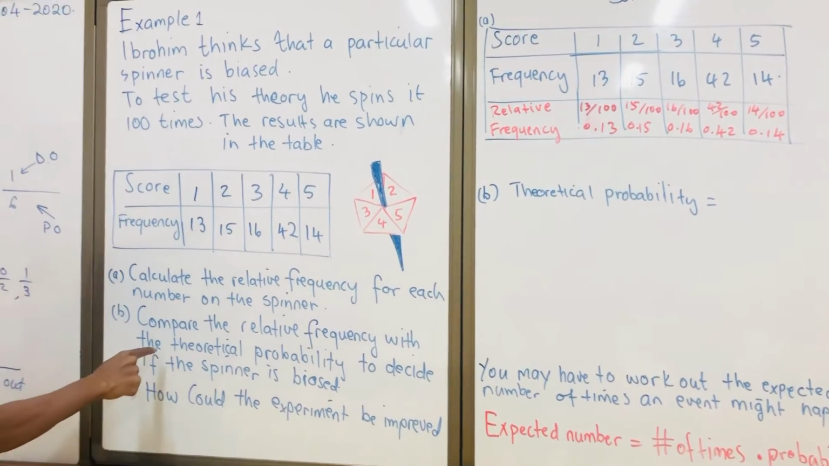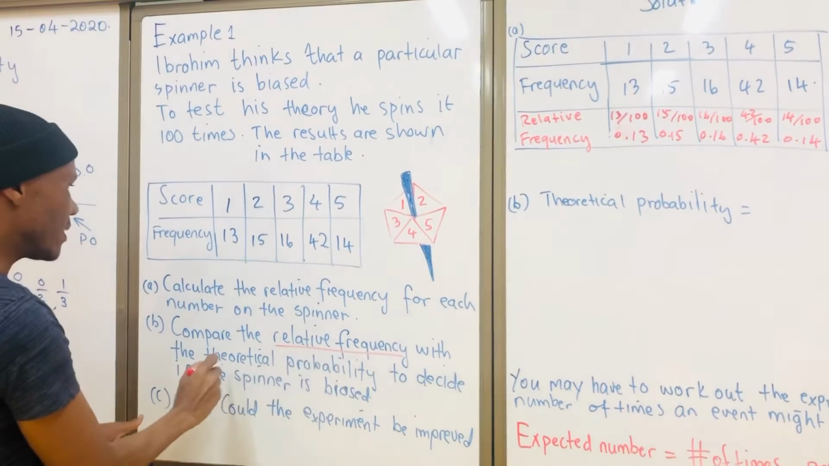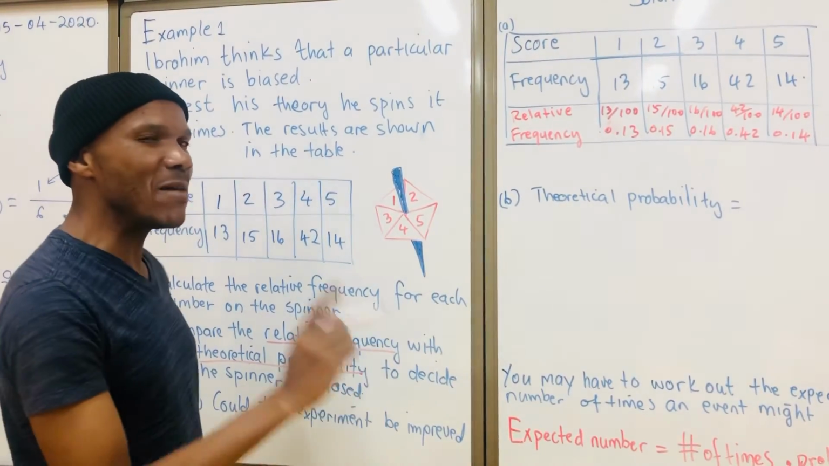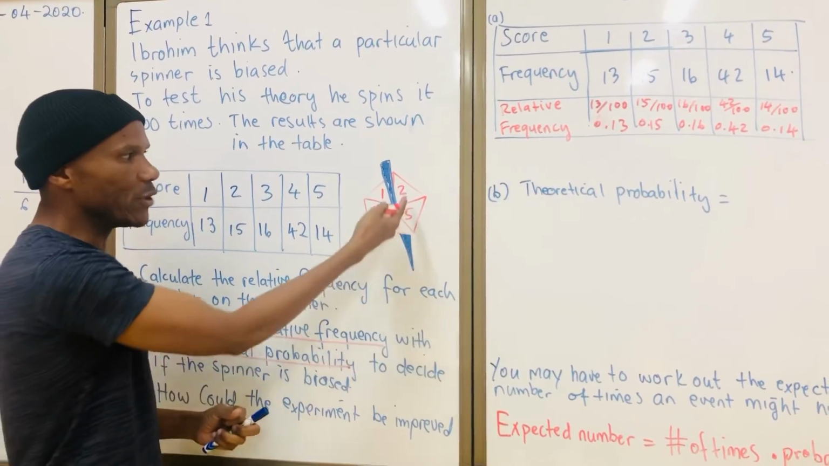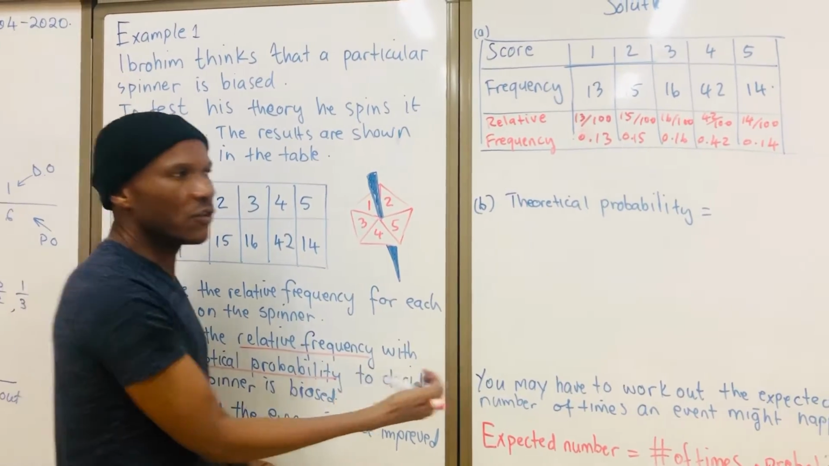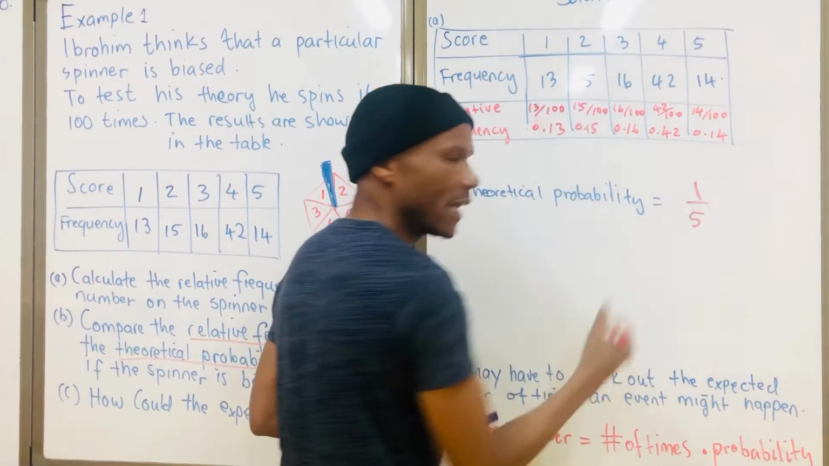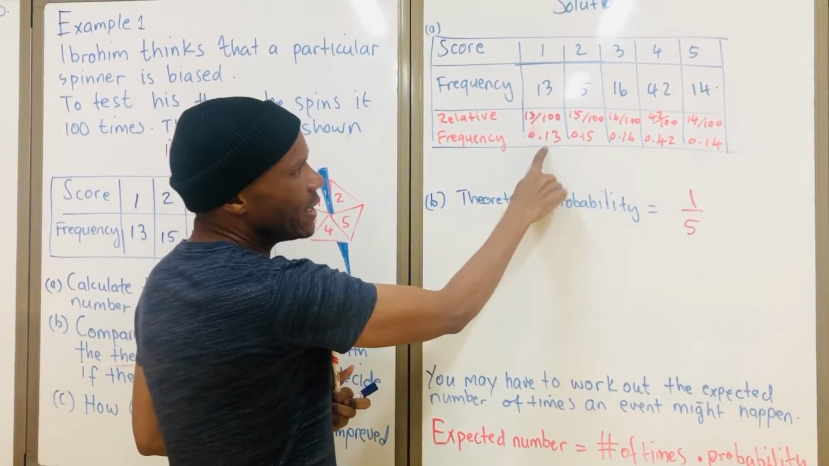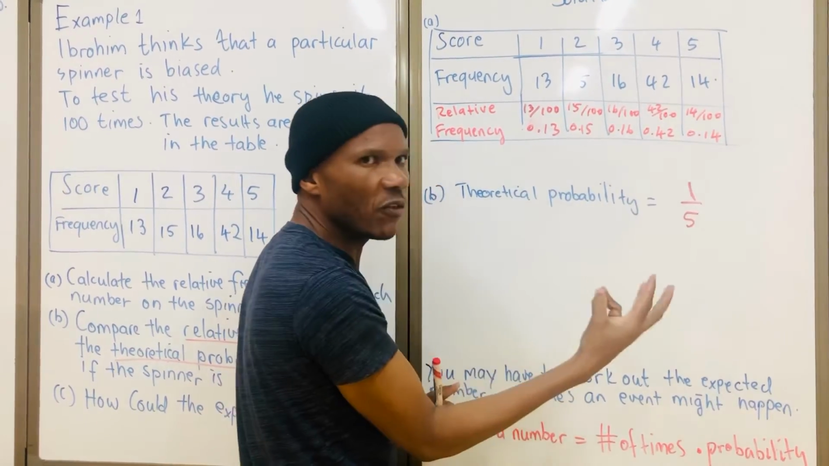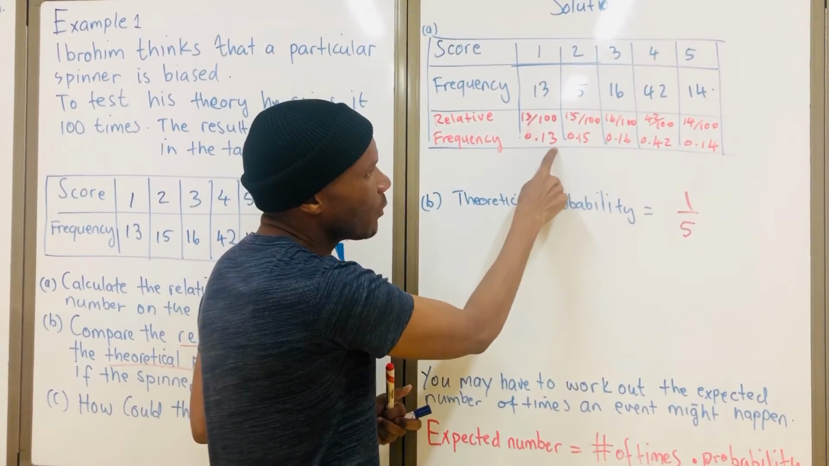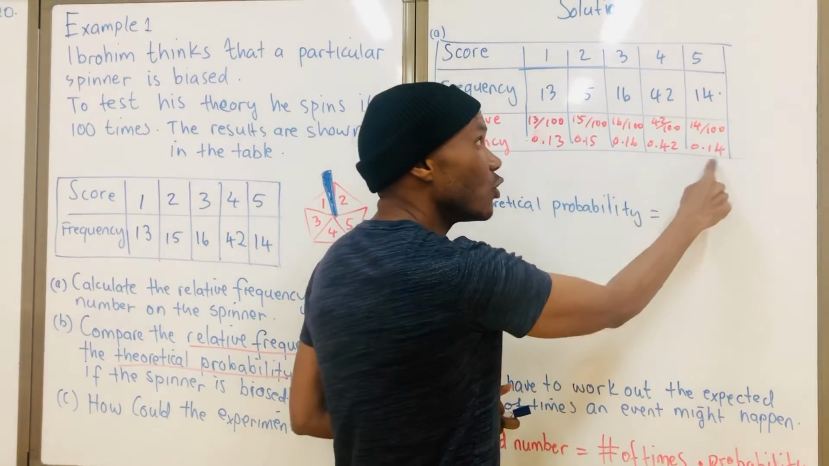The second question says, compare the relative frequency with the theoretical probability. Remember, what is the theoretical probability of getting a 1 here, or a 2, or a 3, or a 4, or a 5? So you would agree with me, it should be 1 over what? 1 over 5. Yeah? 1 over 5 is 0.2. But here we're getting 0.13, 0.15, 0.16, 0.42, 0.14.